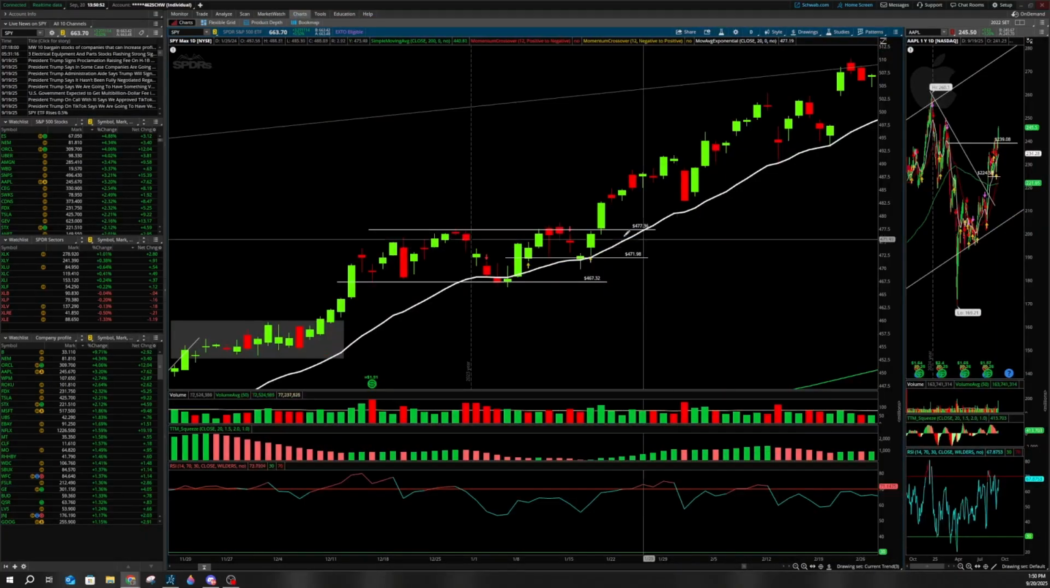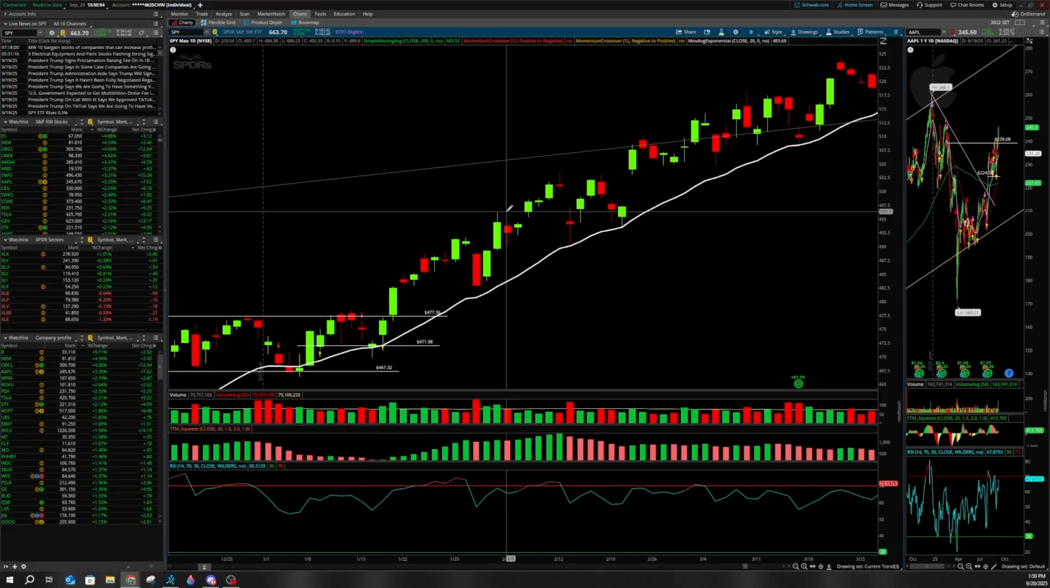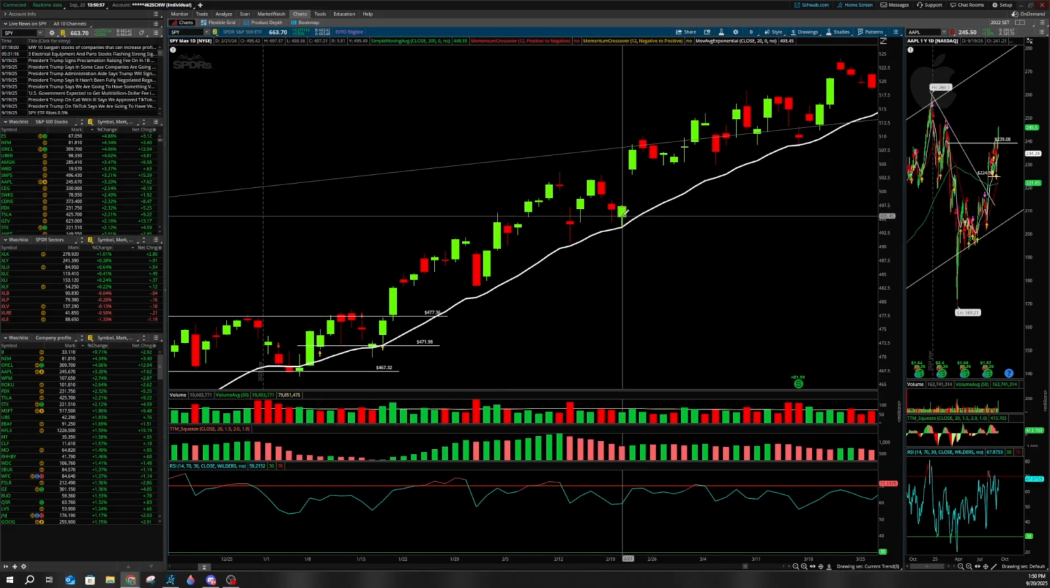So yeah, very simple. That's how I use the 20 EMA line. I use it as a momentum gauge. When we come up to the 20 EMA and we fail to break down, it's a clear indication the trend is going to continue to go higher.